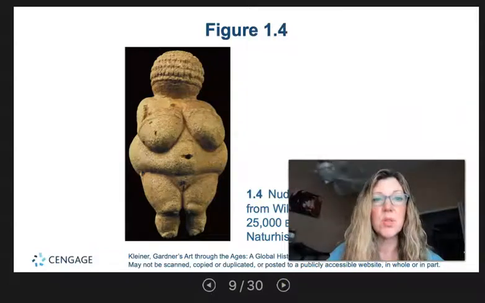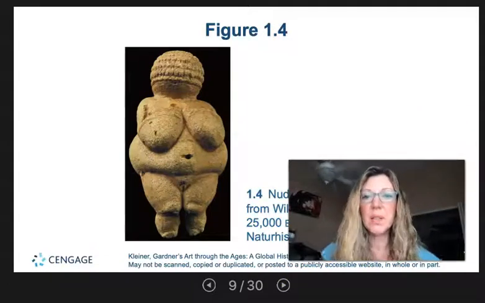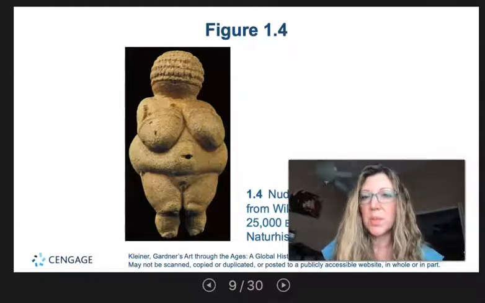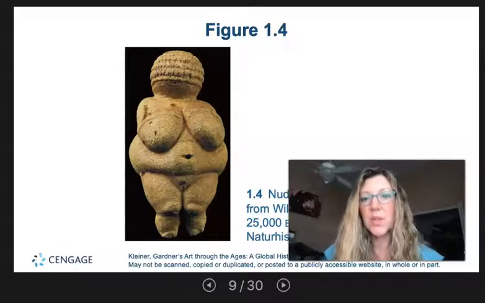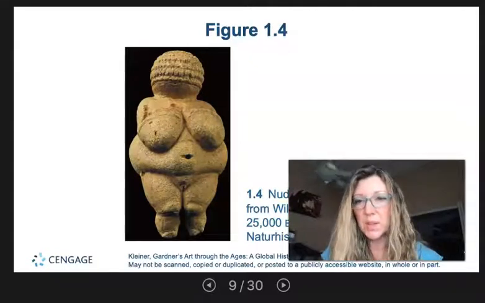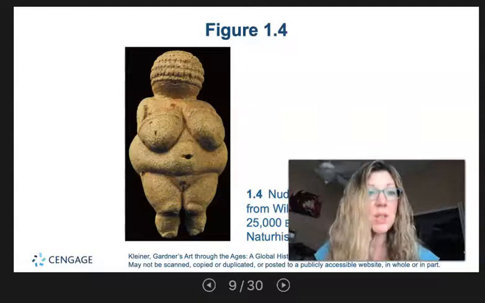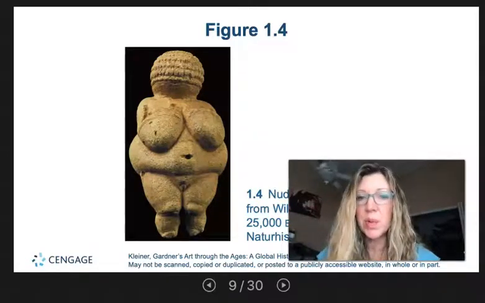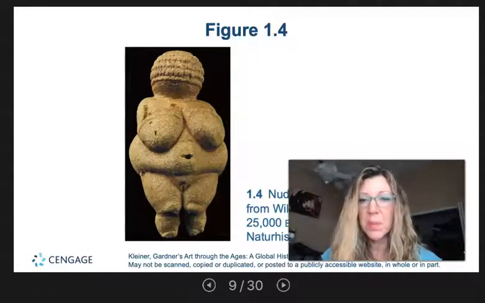Okay, another super important one. Paleolithic artists tended to represent almost exclusively animals. However, the Venus of Willendorf shows the Paleolithic influence on health and fertility. She has no face, but her breasts and hips are very prominent.